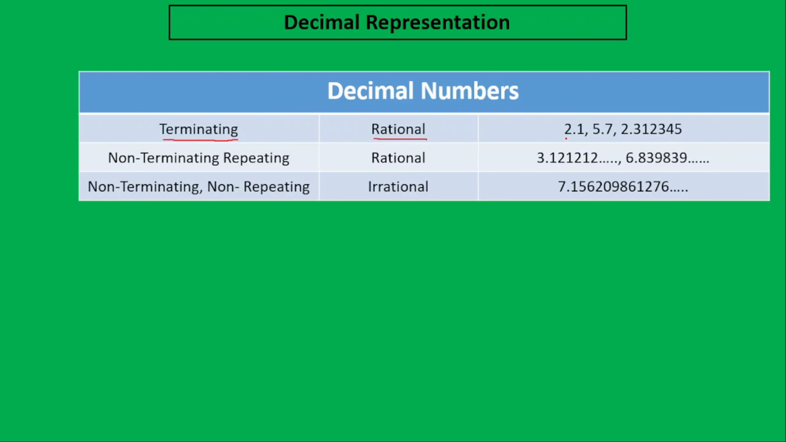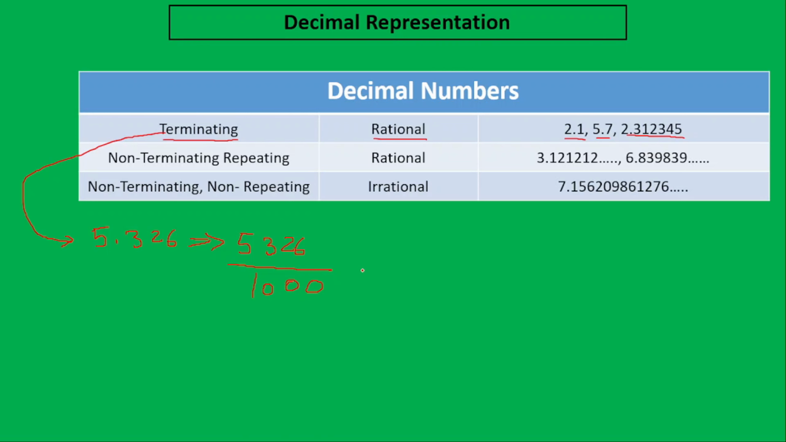So terminating decimal numbers are rational. Whenever you find a terminating decimal number, you should call it a rational number. Like 5.326 is rational, because it's terminating.